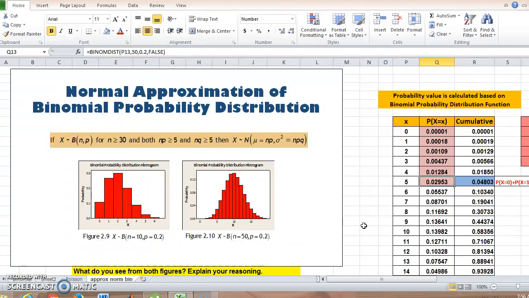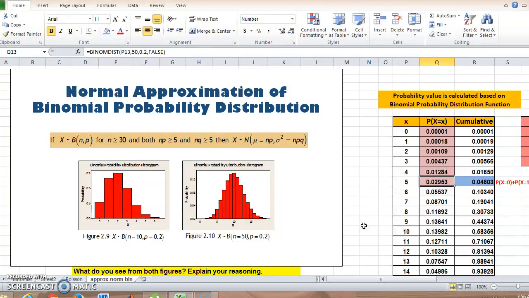Welcome back. In this video, we will discuss the normal approximation of binomial probability distribution. Let us take a look at figure 2.9 and figure 2.10. I have one question for you. What do you see from both figures?